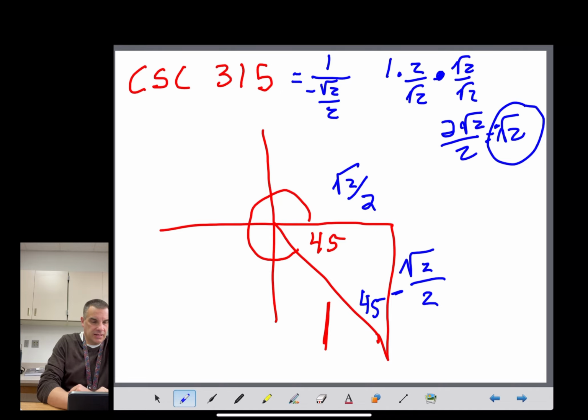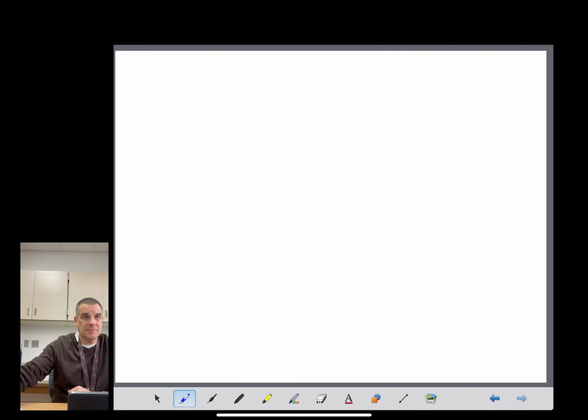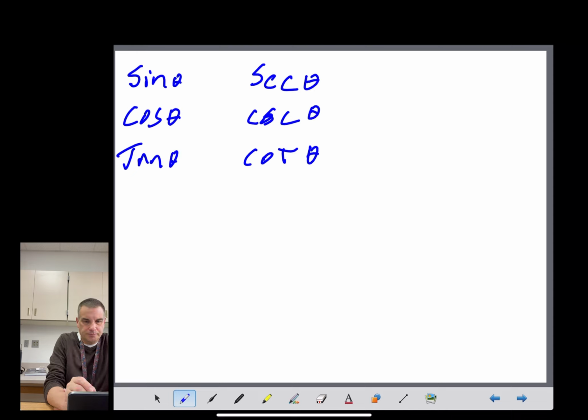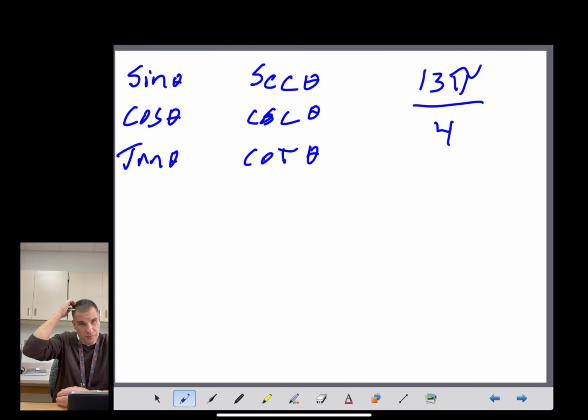Okay, let's look at another one. Let's go with 8 pi over 13. So this time we're going to find the sine, cosine, tangent, secant, cosecant, and cotangent. Let's go with 13 pi over 4.